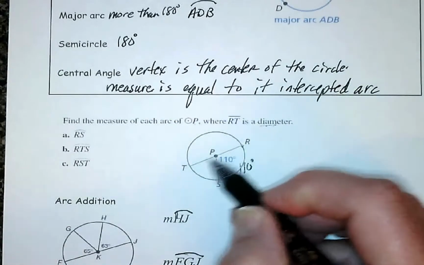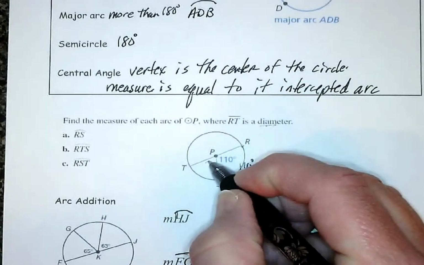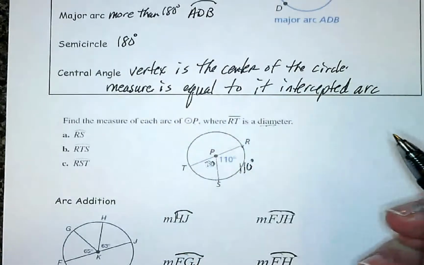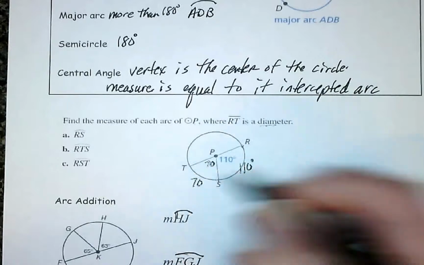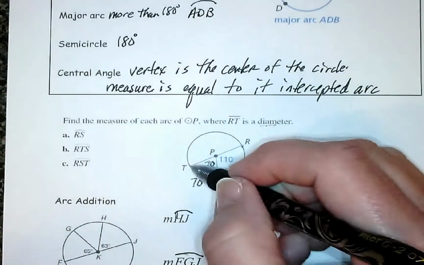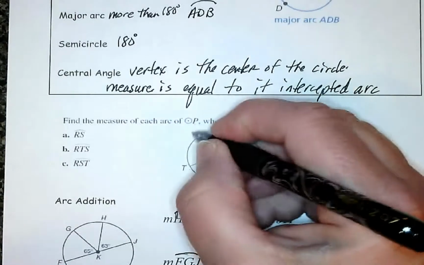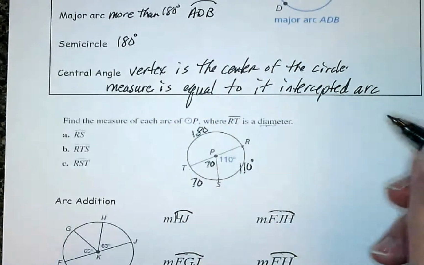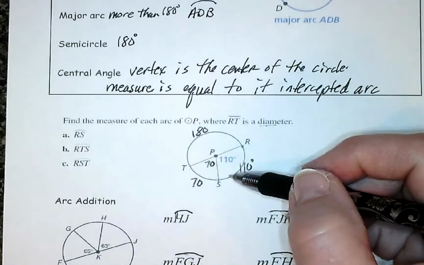Since this is a straight line, I have 110 degrees here. That will make this one 70 because of a linear pair. And since this central angle is 70, its minor arc is going to also be 70. We know from T over to R, that is going to be a semicircle. That is going to total 180. So if you look at it, we've done all of the work. Now let's just go answer the questions here.